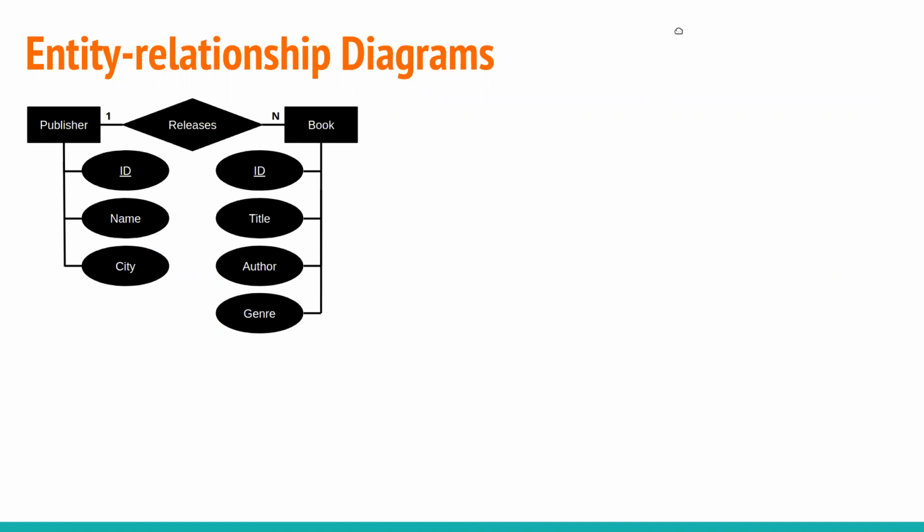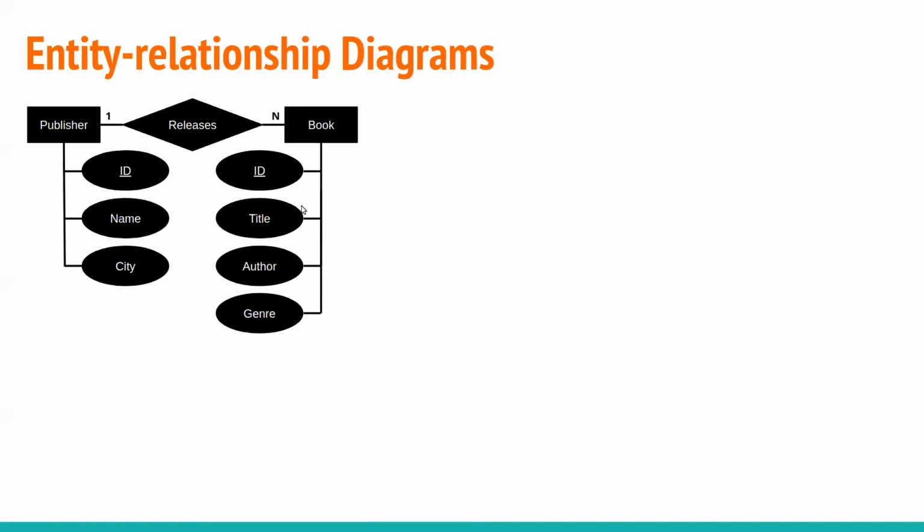So cool. We've got this little diagram on the left here, and I explained what it means, right? There's a publisher. Publishers release books. They have different IDs, so we can uniquely identify each publisher, and we can uniquely identify each book. The ID is what we call the primary key. You can tell it's the primary key because it's underlined. The primary key is always underlined. So publishers have names and cities, books have titles, authors, and genres.